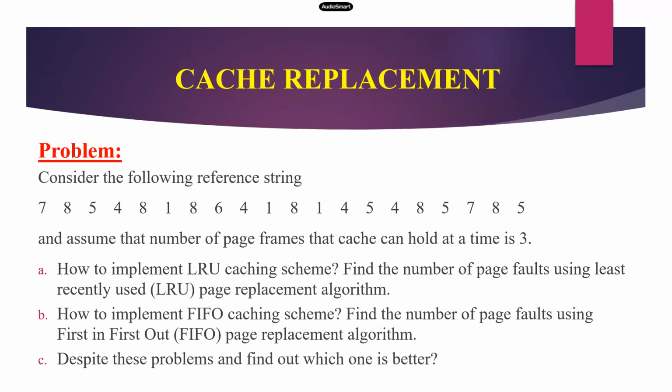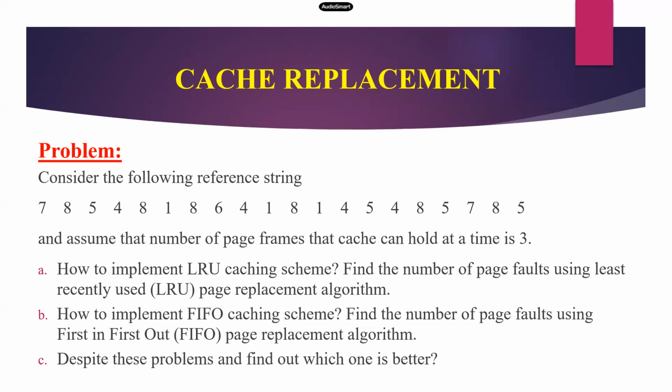78548186418145485785785, and assume that the number of page frames that the cache can hold at a time is 3. So there are 20 strings available. What does the cache size mean? The cache can hold at a time only 3 page frames.